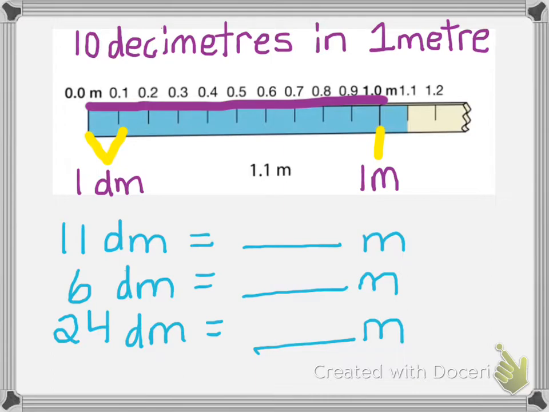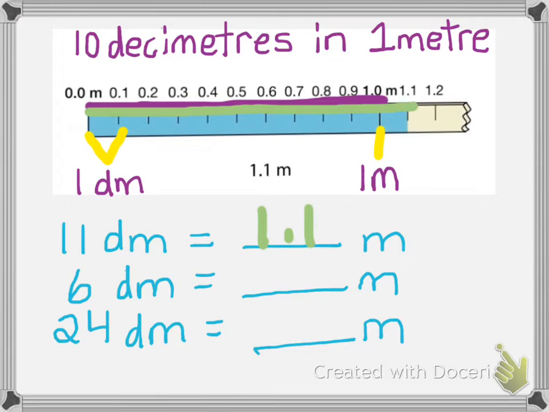If I had 11 decimeters, how much would that be in meters? Well, let's take a new color and we can do that. So if I want to look at 11 decimeters, we could count them. 1, 2, 3, 4, 5, 6, 7, 8, 9, 10, 11. That's where 11 decimeters would be. So as a decimal, that would be 1.1 meters. There's 1 meter and 1/10 left over.